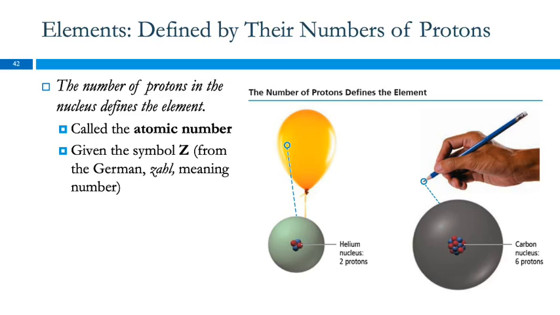The number of protons is called the atomic number, and it's given the symbol Z. Z for atomic number. That makes a whole bunch of sense, right? But it comes from the German word Zahl, meaning number, so there is a historical reason behind that.